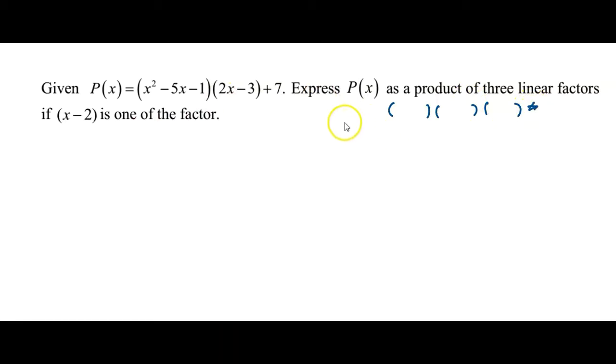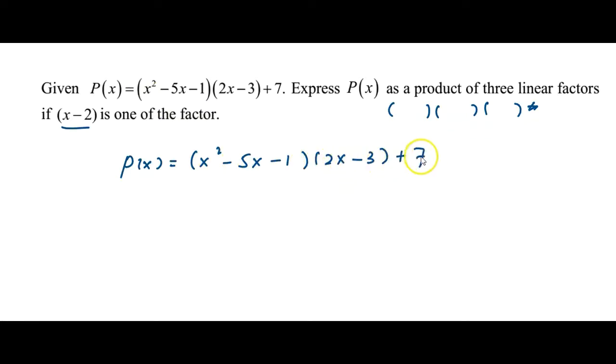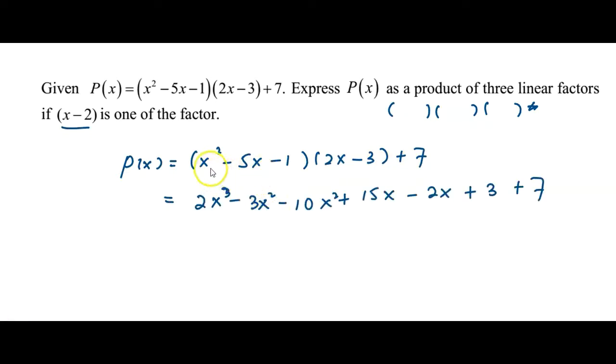They just ask us to factorize completely, where the first factor is x minus 2. So in order to find the p(x) in this form, I'm going to expand this first, and write down its general form. So writing down the cubic expression given by the question first, and trying to expand and simplify. After you have expanded this, okay, you have this.